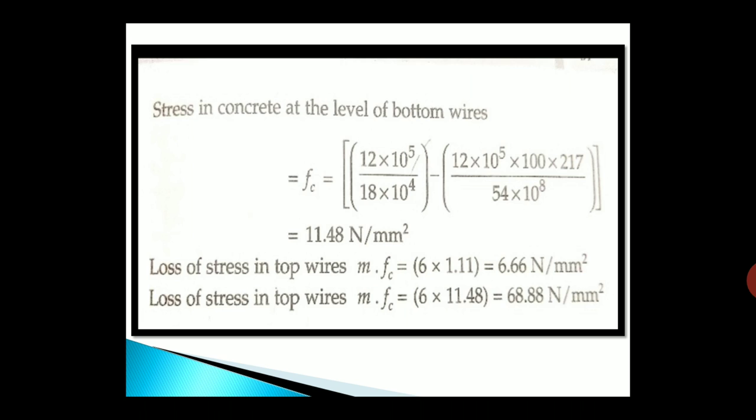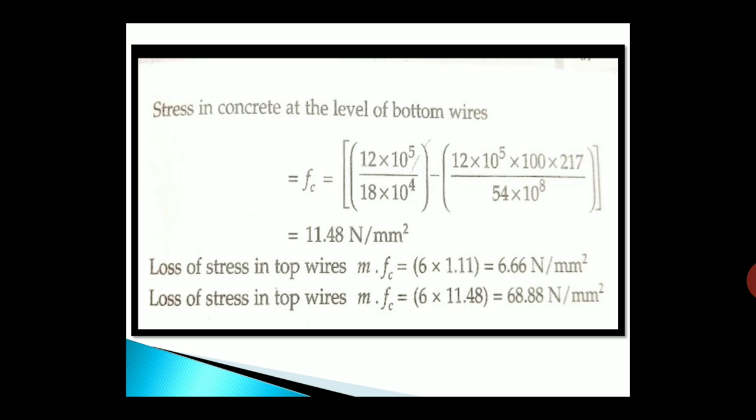Similarly, stress in concrete at bottom level wires, same formula. Now what is the change? E is the same, but the distance y, that is the distance between center of the beam, center of concrete, and the location of wires, we get as 300 minus 83, which is equal to 217. Hence substituting, we get the stress as 11.48 Newton per mm square. So by solving, we have obtained the stresses at top as well as bottom level.